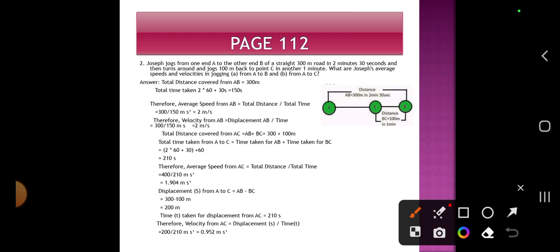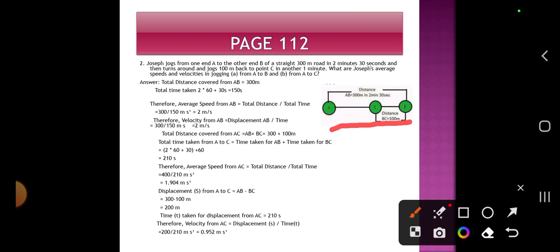Now here, see, the total distance from A to B is 300 meter, which is given to us, because first he starts from here and reaches here, so 300 meter it is given to us.